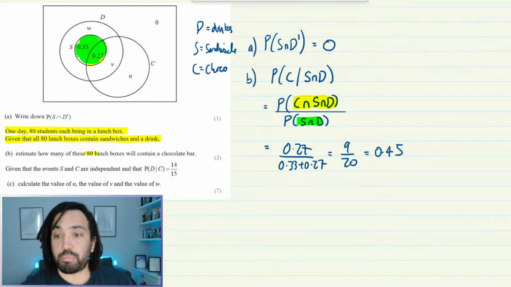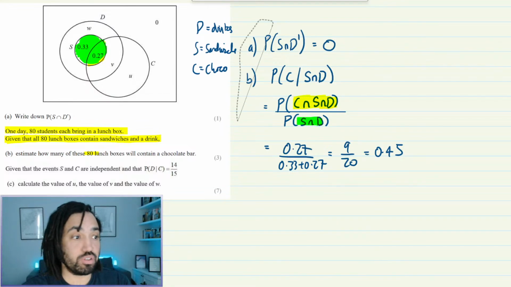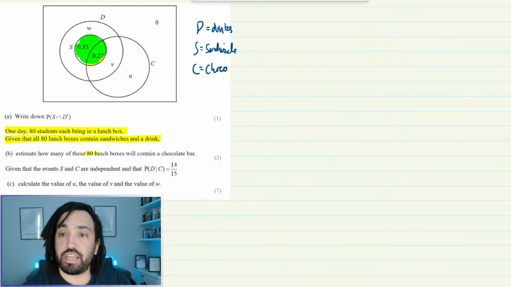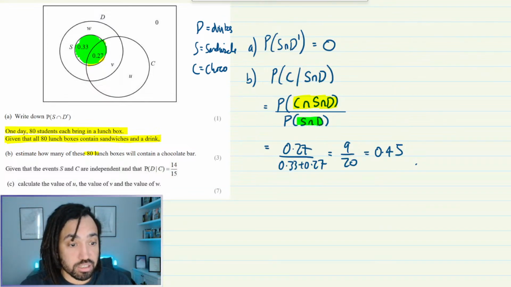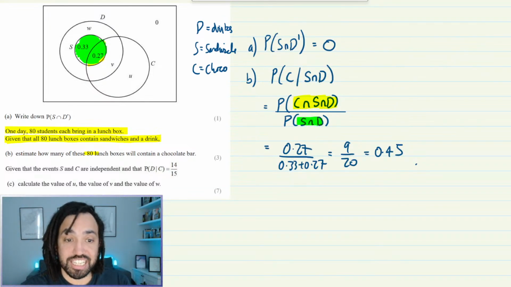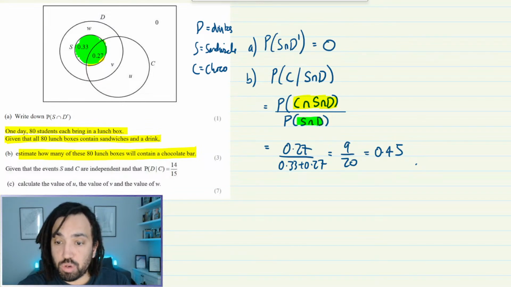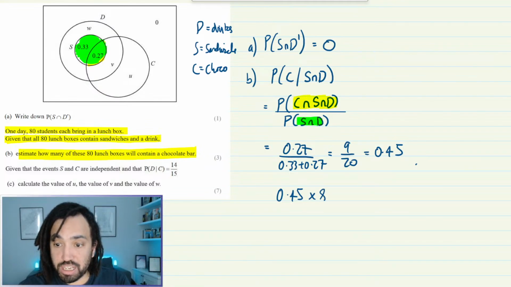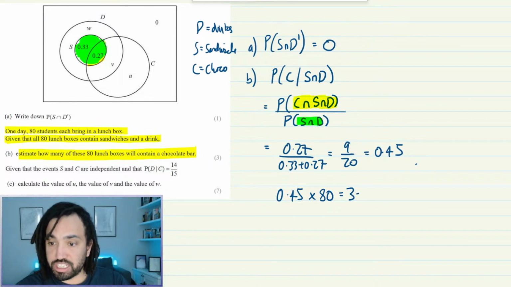Okay, lovely. Right, I think we can get rid of most of this now actually, and let's just move on to the final part. I think we can get rid of that. Yeah, why not? Okay. Oh no! I didn't answer the question. Because this is an expectation question. Because it says to estimate how many of these 80 lunch boxes will contain a chocolate bar. Well, the chance is 0.45. So I need to multiply that by 80. And that will give me, calculating, 36.